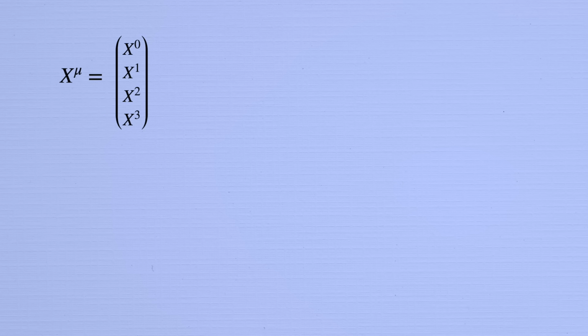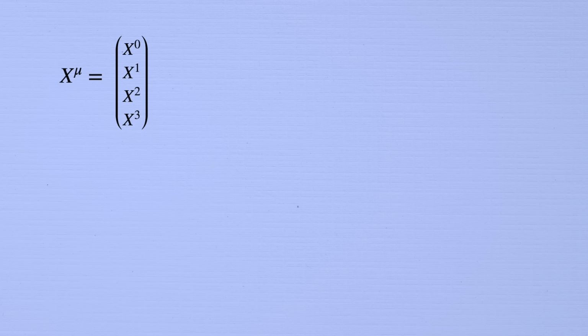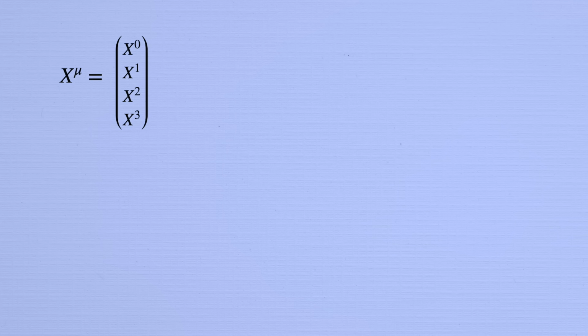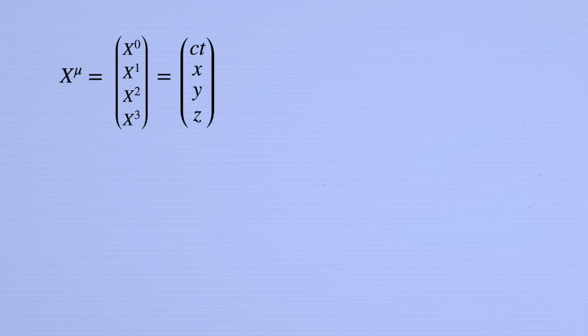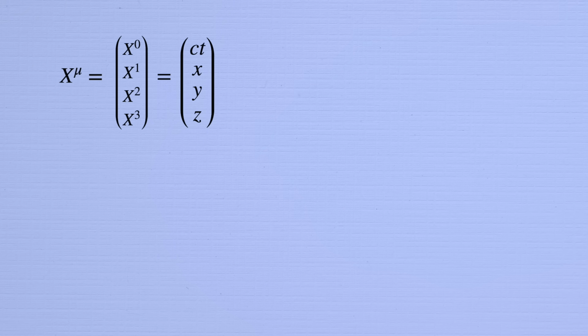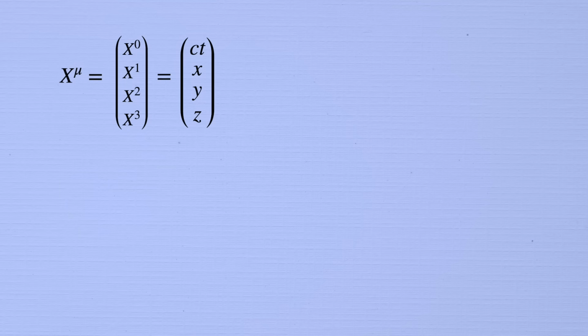I showed you how to write the space-time coordinates as a 4-component vector, x mu, where mu equals 0, 1, 2, or 3 is an index. Mu equals 0 is the time component, x0 equals ct. And mu equals 1, 2, 3 are the space components, x, y, and z. That factor of c is there so that all the entries have the same dimensions of length.